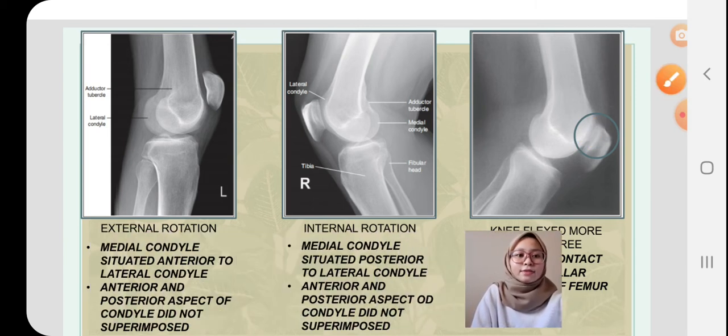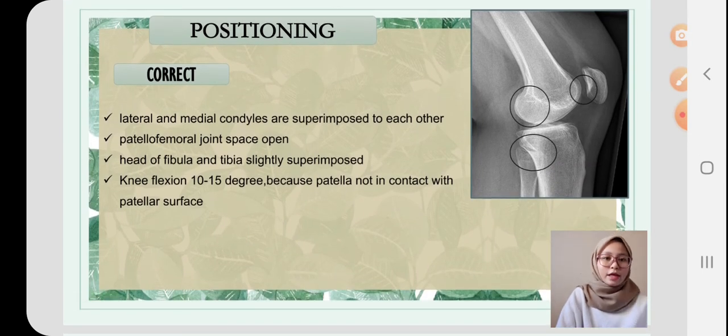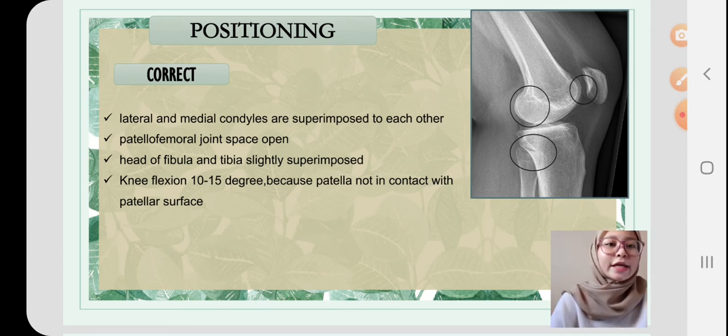Okay, next is the positioning for this radiograph. The positioning for this radiograph is correct, because the lateral and medial condyles are superimposed with each other, the patellofemoral joint space is open, the head of the fibula and tibia are slightly superimposed with each other, and the flexion of the knee is 10 to 15 degrees. I say so because the patella does not contact the patellar surface of the femur.